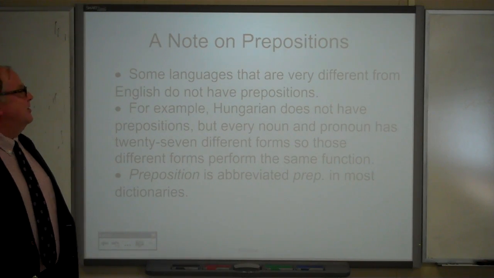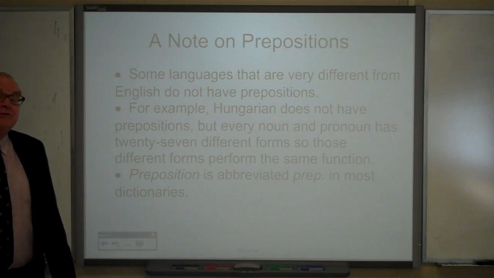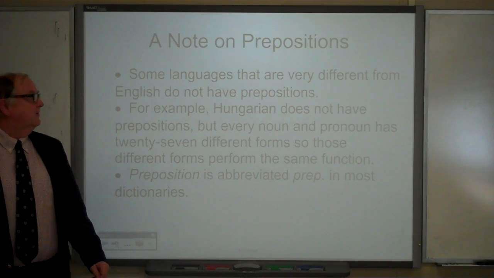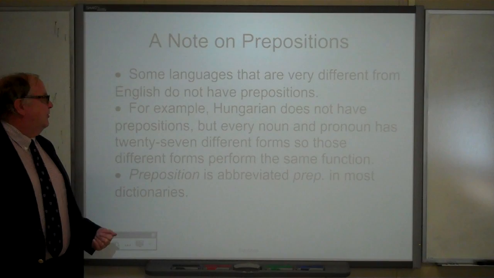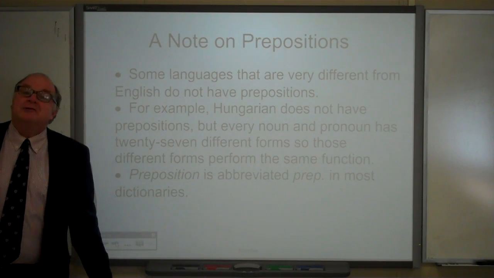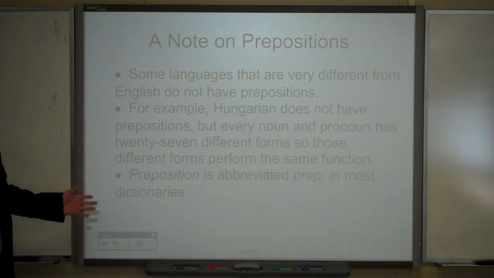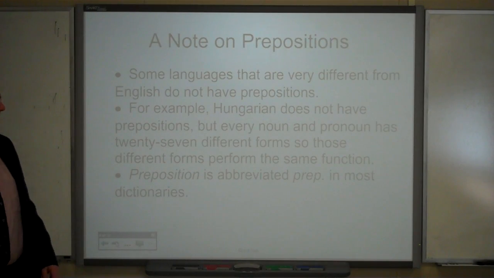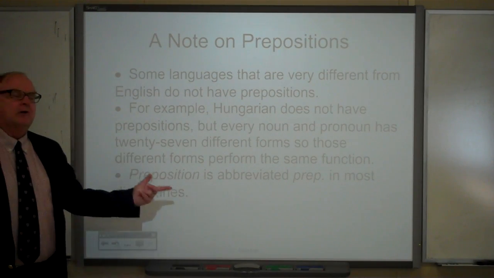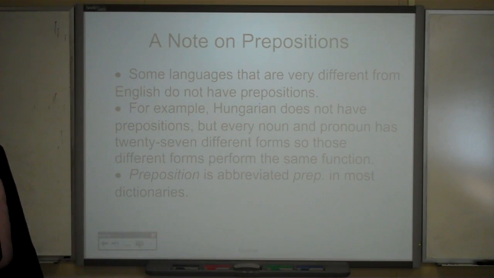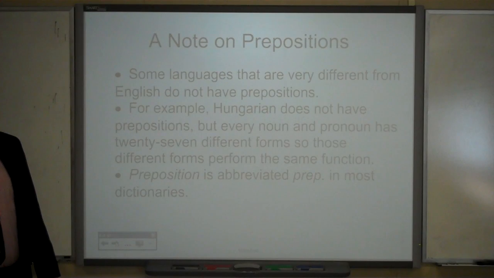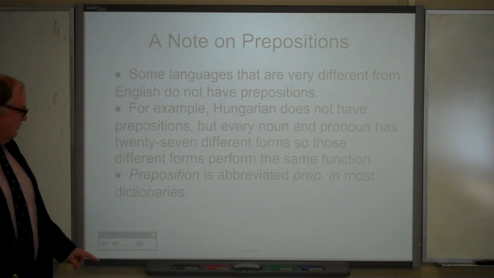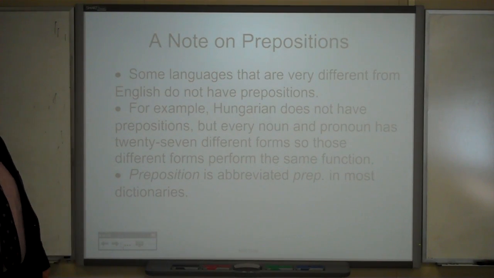I do want to also let you know that some languages are very different from English and don't have prepositions. So Hungarian, for example, does not have a preposition, but every noun and pronoun has 27 different forms. And so those forms of the nouns perform the same function. And also, in case you couldn't figure it out, the word preposition is usually abbreviated PREP in dictionaries when they give the part of speech of the word.